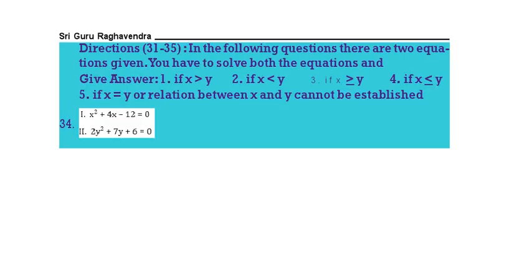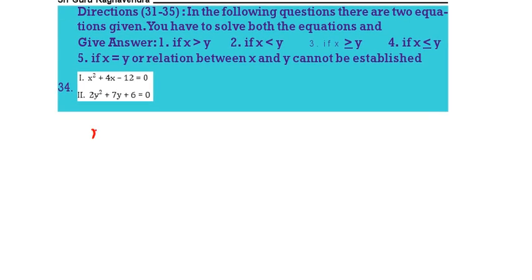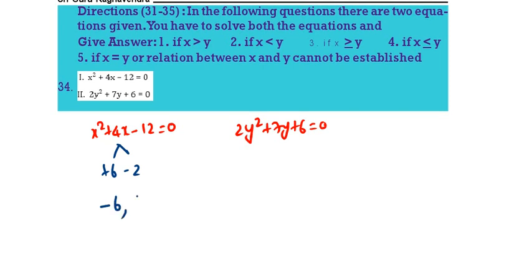Next question: x square plus 4x minus 12 is equal to 0, and 2y square plus 7y plus 6 is equal to 0. Here we can take plus 6 and minus 2, because the difference is 4 and the product is 12. Our answers will be minus 6 and plus 2. Here we can take plus 4 plus 3, 4 plus 3 is 7, and 4 into 3 is 12. Answers: minus 4 by 2, that is minus 2, and minus 3 by 2, that is minus 1.5.